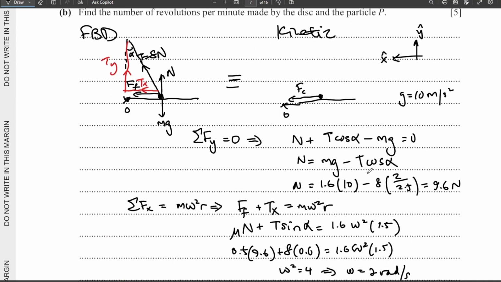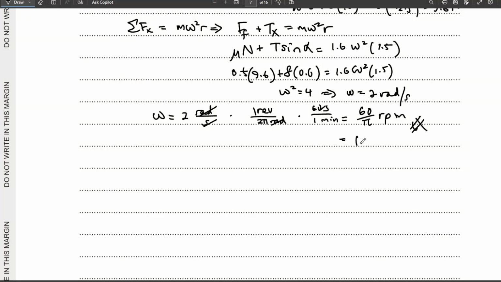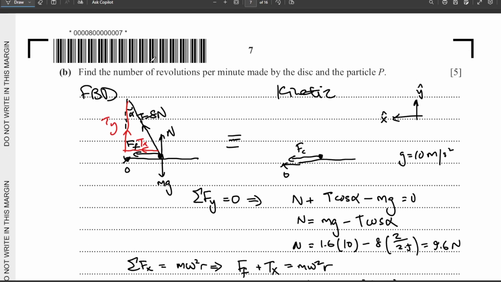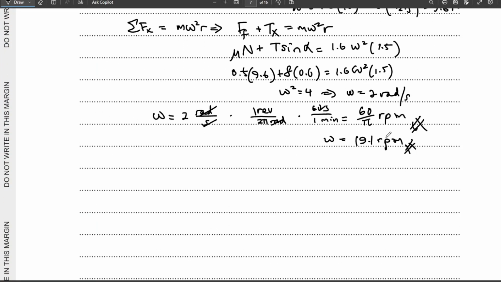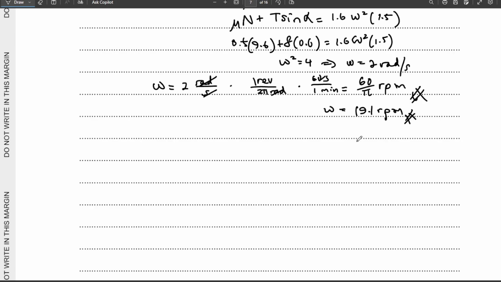I think it's probably better to give the numerical value, 19.1. The question did not ask for the exact form, so it doesn't have to be. It also did not ask for the direction, so we don't have to give it either. So this will be the final answer anyway.